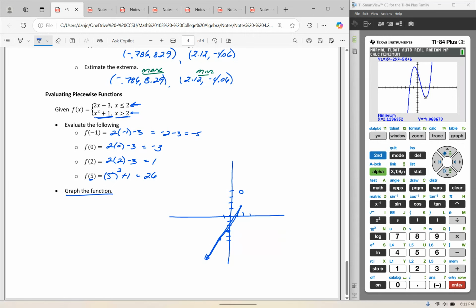And then we can put in other points. What if x is 3? 3 squared is 9 plus 1 is 10. So we'd have 3, 10. Notice that this is quadratic, so this is actually going to curve upward as a parabola. So that's graphed. Okay?